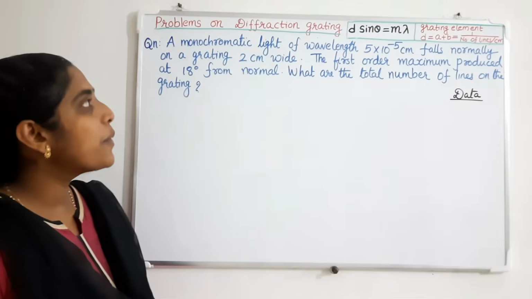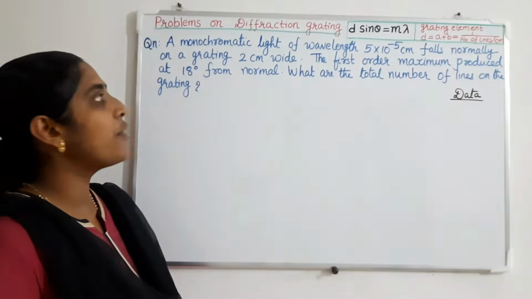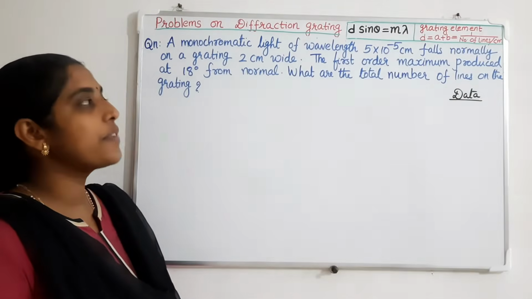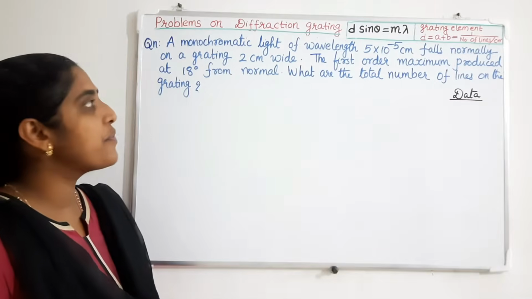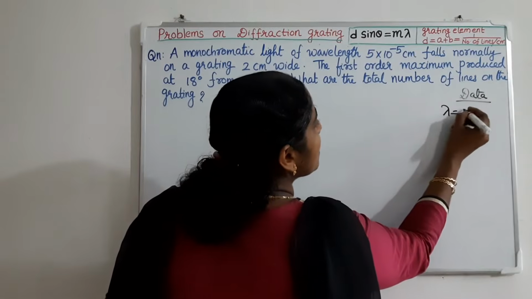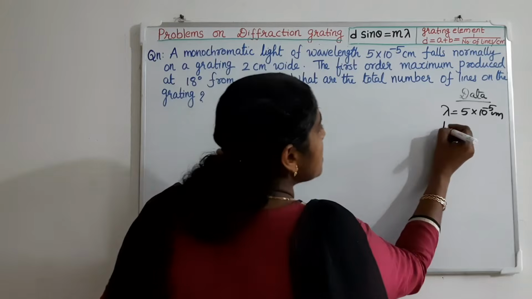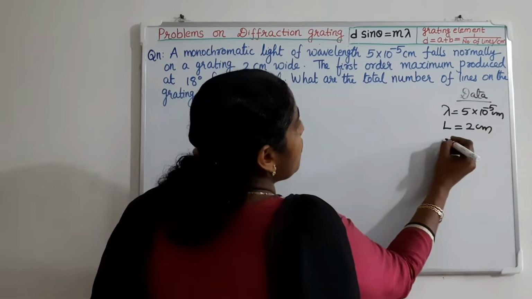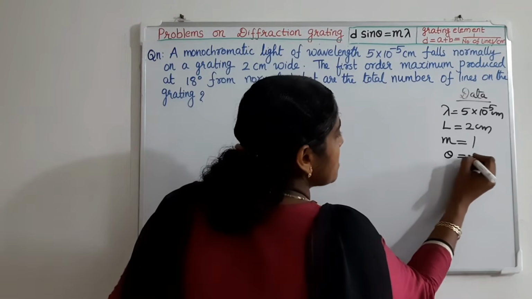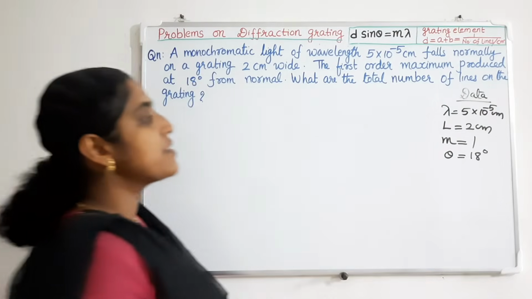Next question. A monochromatic light of wavelength 5 into 10 raised to minus 5 centimeter falls normally on a grating 2 centimeter wide. The first order maximum, that is m equals 1, is produced at 18 degrees from the normal, that is theta equals 18 degrees. What is the total number of lines on the grating?